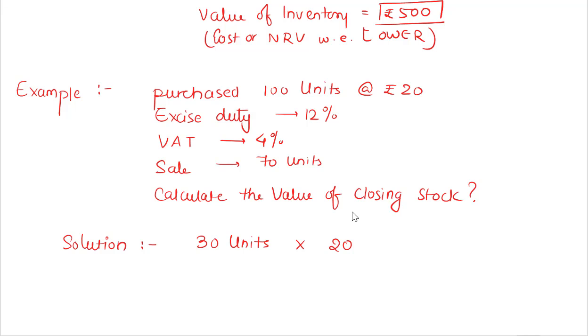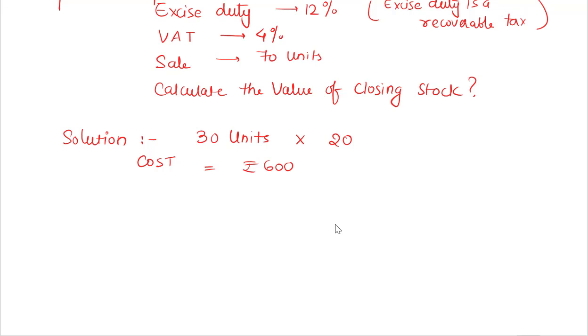Why is this valued at rupee 20 and excise duty is not included? Because excise duty is a recoverable tax. Recoverable tax, hence it will not form part of closing stock and should not be included in the valuation of inventory. So 30 multiplied by 20 equals rupees 600. What is this? This is cost.